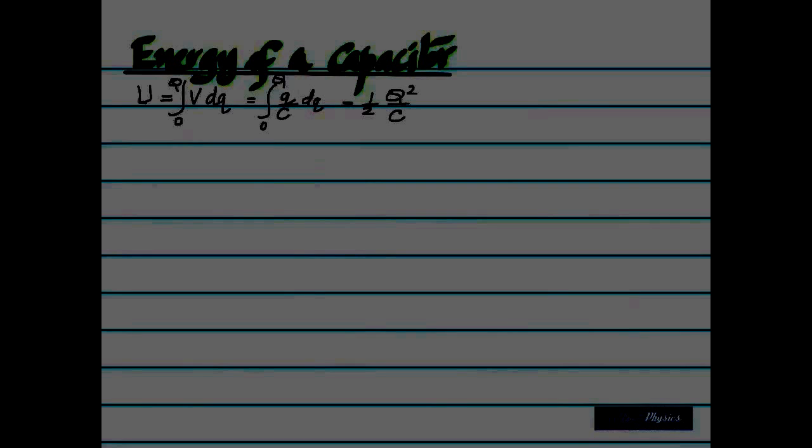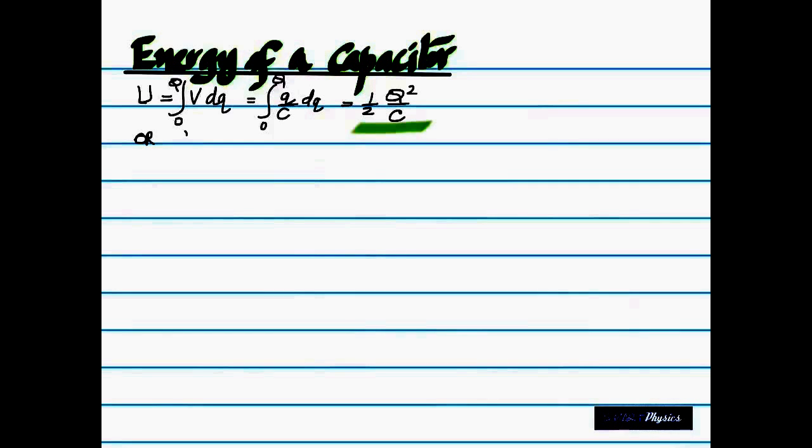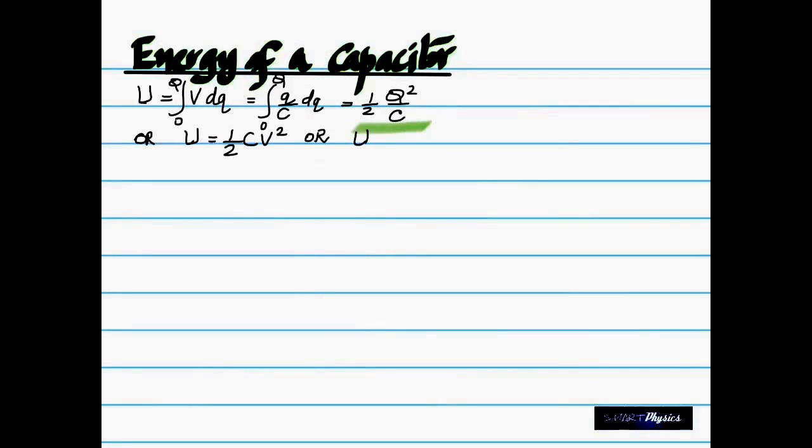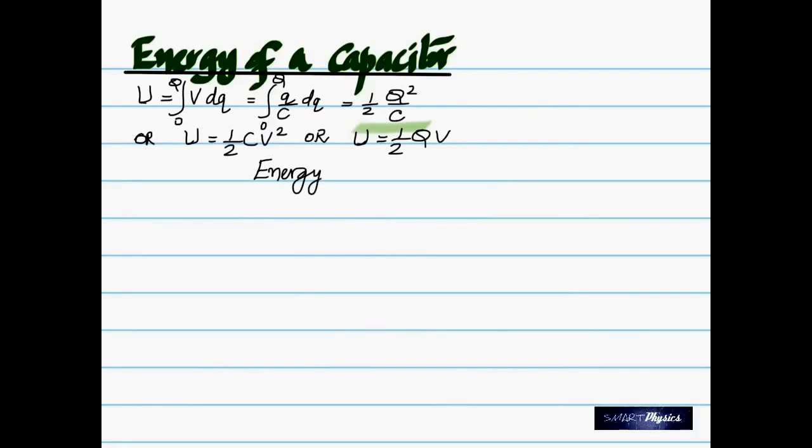The voltage can be substituted as Q by C, where C is a constant capacitance. That comes out as the integral of Q dQ, which is Q squared by 2, and on substituting the limits, you get the energy of a charged capacitor as 1/2 Q squared by C. But it can also be written as 1/2 CV squared, or also 1/2 Q multiplied by V.